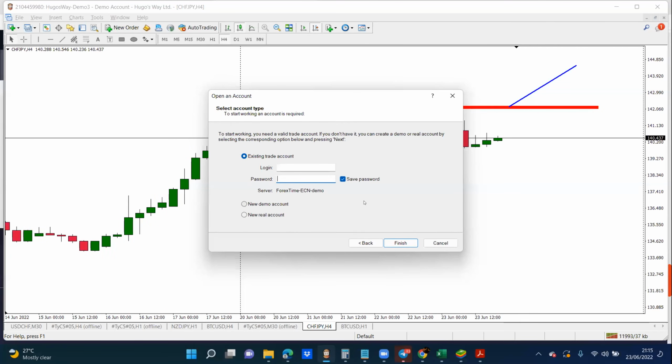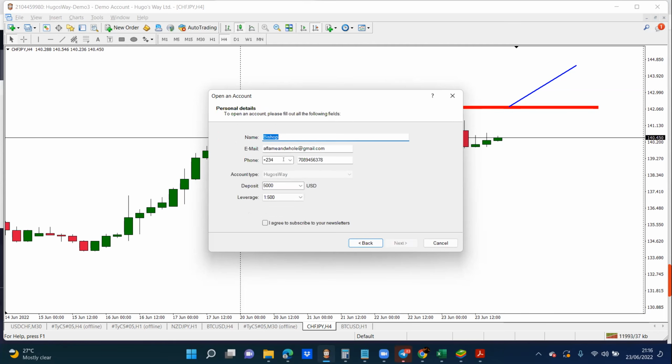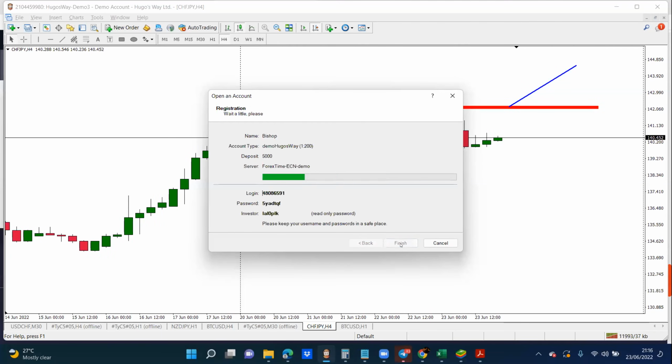But if you want to open a different account, or you're opening an account for the first time on your Windows, you just click on New Demo Account. Then you go to Next. It's going to ask you to populate some things. You populate them, just like I showed you. You agree to subscribe to their newsletters, and then you click on Next. Once you do that, it gives you this.